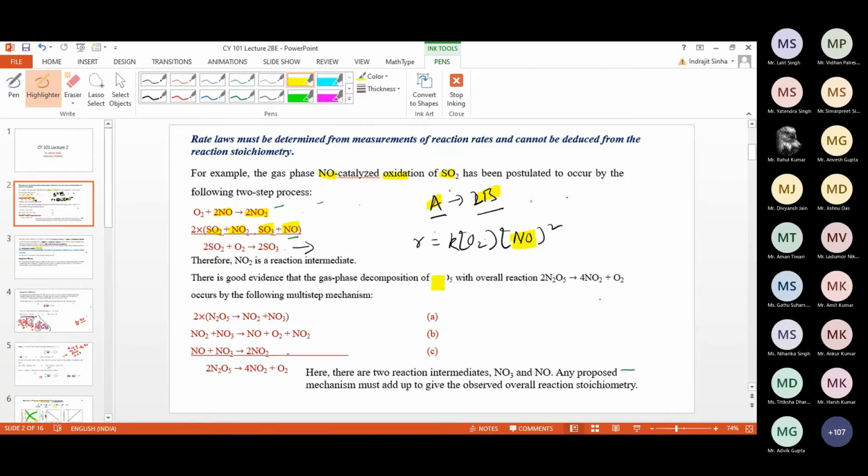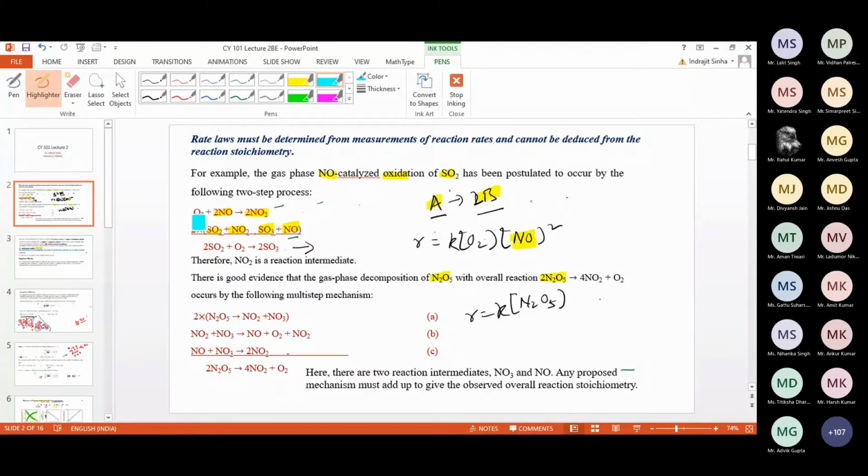Then there is the example of this N2O5. This is another example that we talked about in the previous class, and the rate law over here was R is equal to k times N2O5. I think it is first order. Yes, this is first order. All right. And this is also a multi-step reaction.